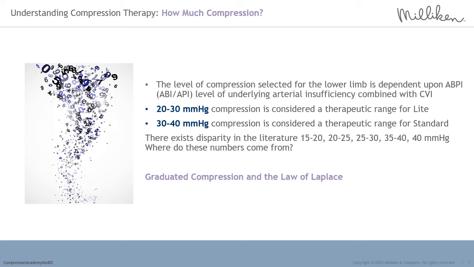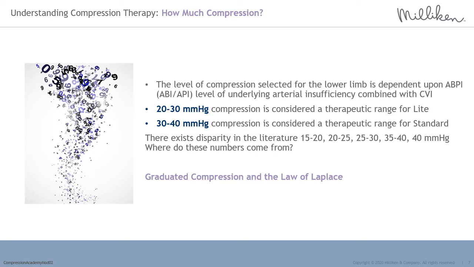An ABPI greater than 0.5 or less than or equal to 0.8 indicates moderate underlying peripheral arterial disease. Therefore, light compression can be used. 20 to 30 millimeters of mercury pressure may be used on these patients.